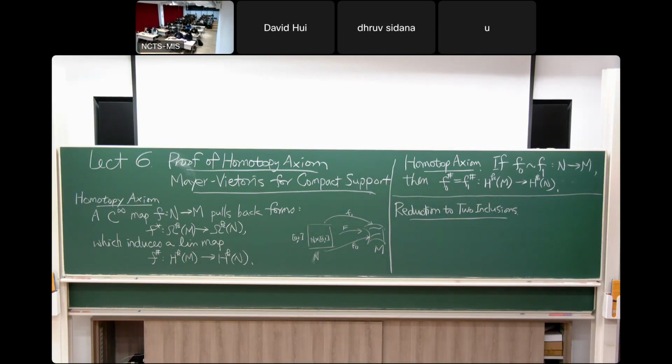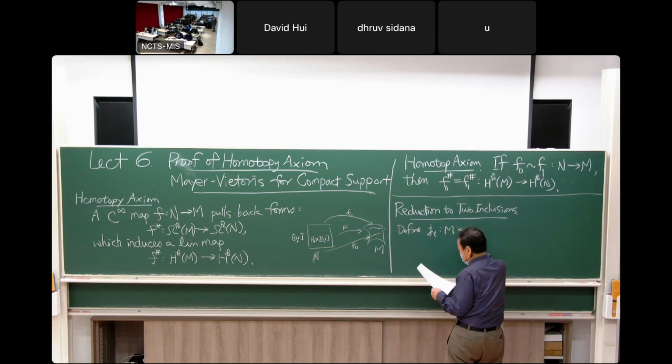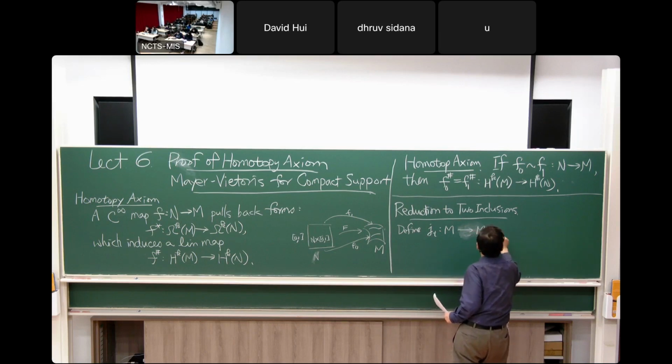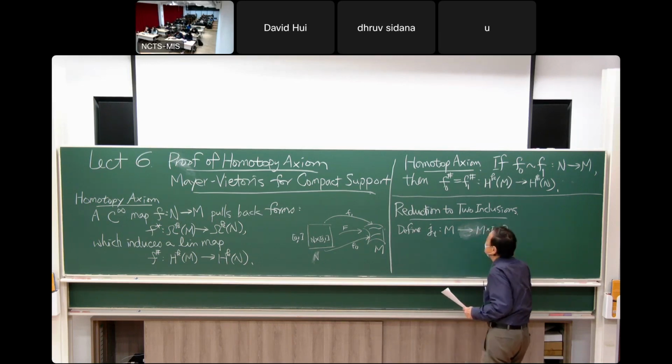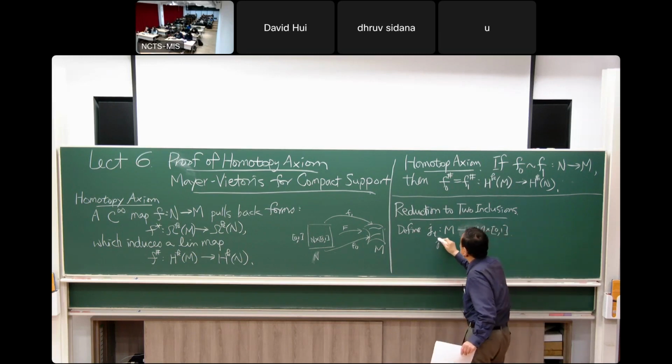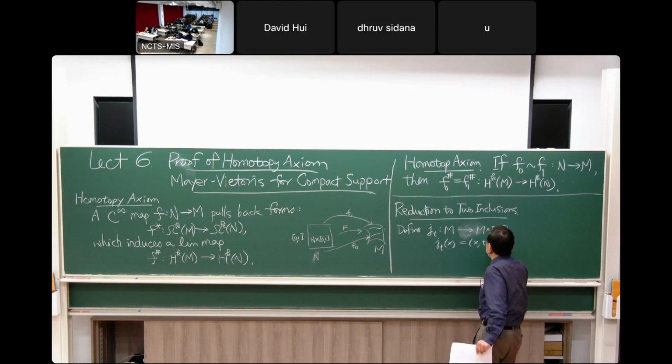So I'm going to define the inclusion map J_t from M into M cross [0, 1], where J_t of x is just (x, t).